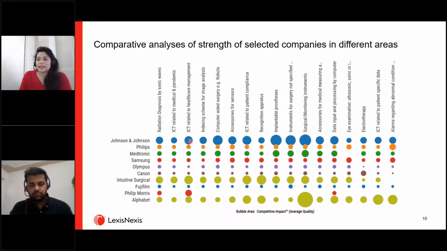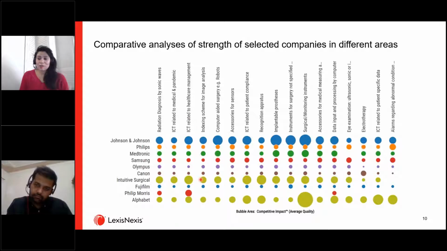And the bubble area is the average quality, because you already saw that Johnson & Johnson has around 3,000 patents, Intuitive has around less than 1,000 patents. So we take the average quality to compare them. So what we see here is Johnson & Johnson seems to have a very high strength in computer-aided surgery like robots, implantable prosthesis, surgical or monitoring instruments, as well as some ICT regarding healthcare management.